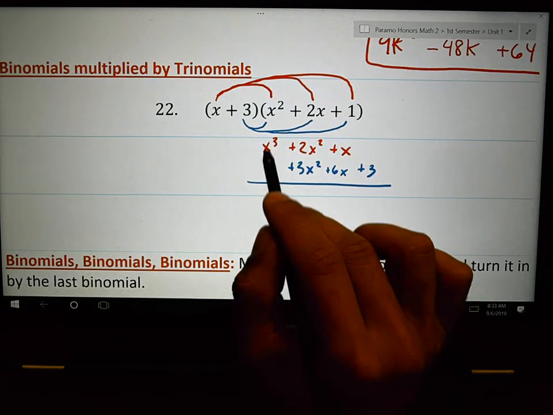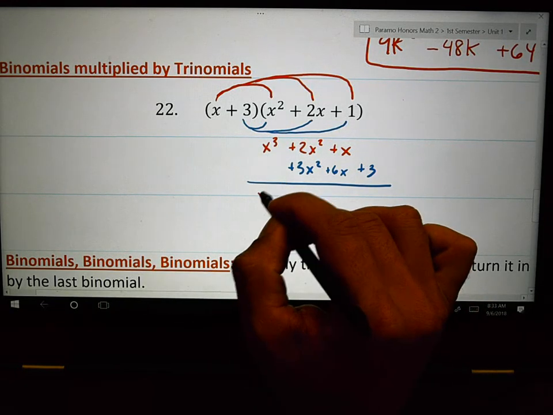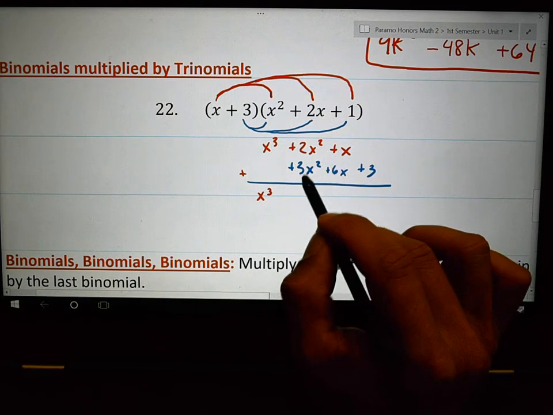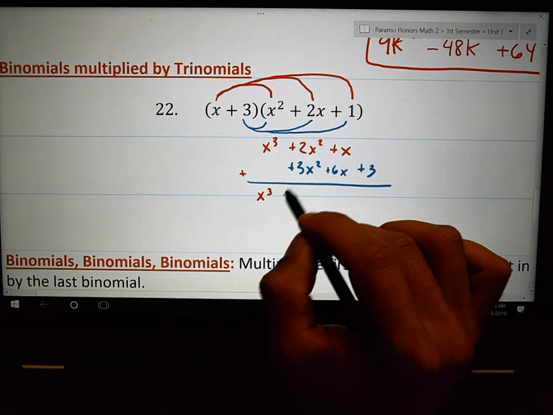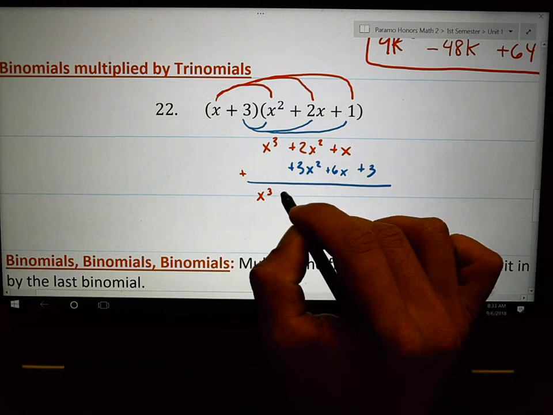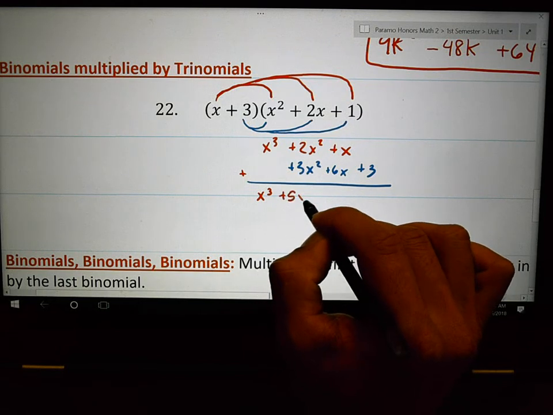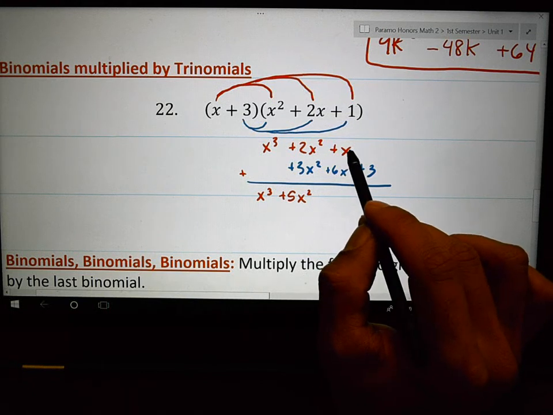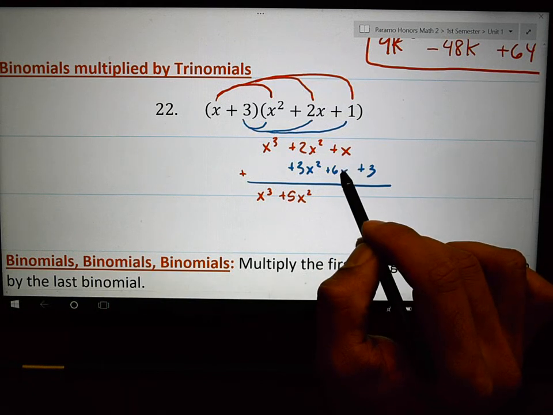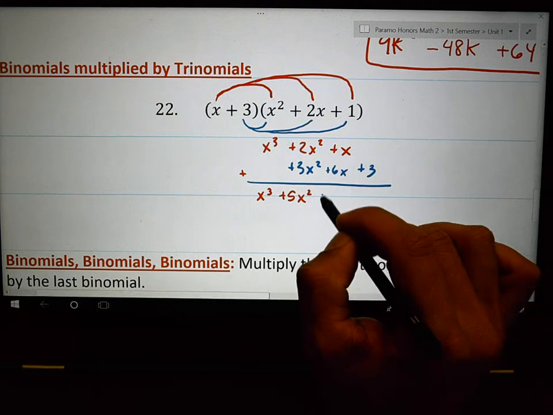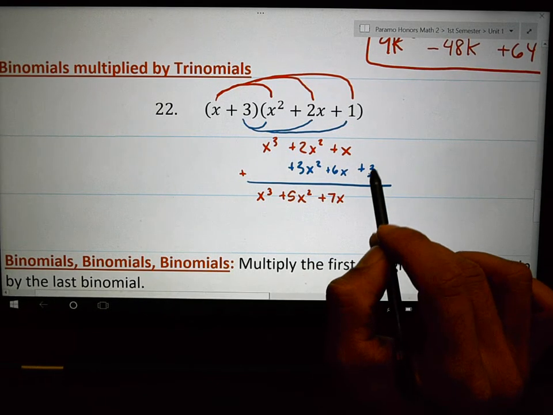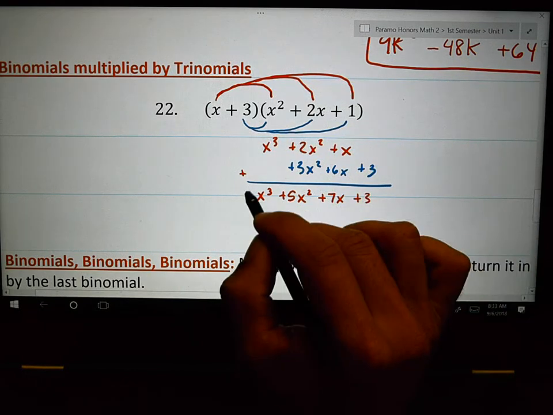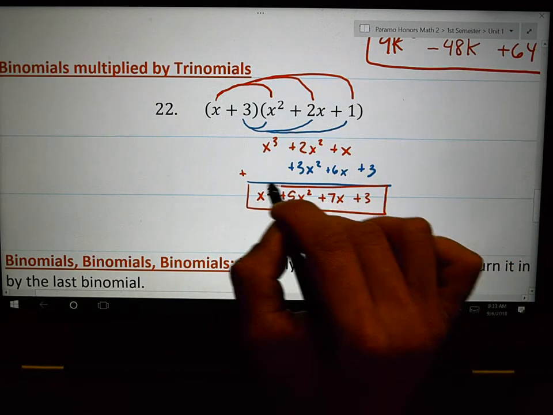And standard form is really easy when you have x to the third. There's no other x to the third. We can just add these together. 2x squared plus 3x squared, I bet you know what that is. Say it out loud if you know what it is. 5x squared for those of you who said it. I bet you all know what an x plus 6x is. Say it out loud if you know it. 7x. The 3 is not being combined with anything, so we're just going to put 3. And that's our answer in standard form.